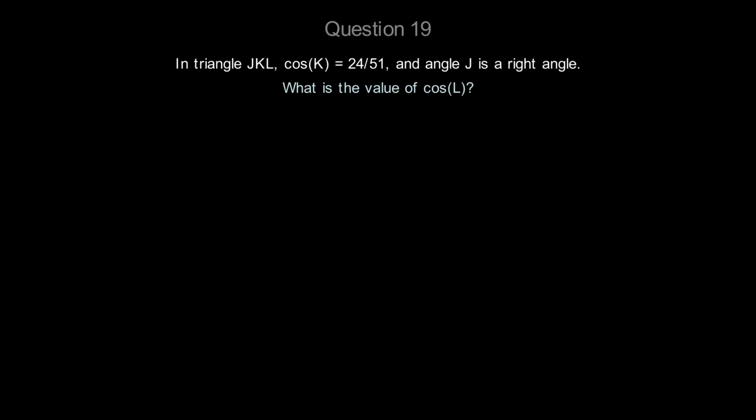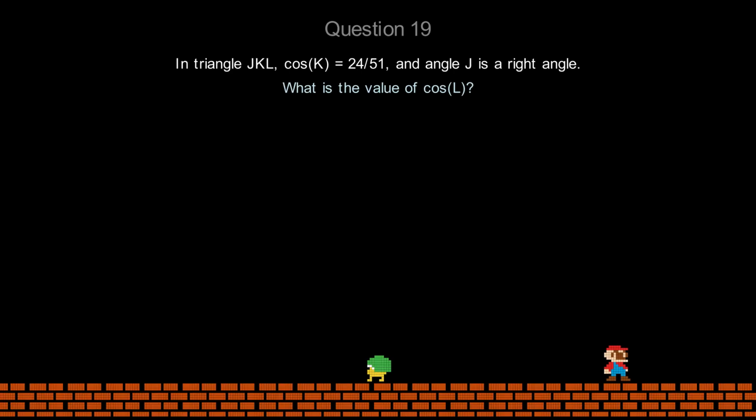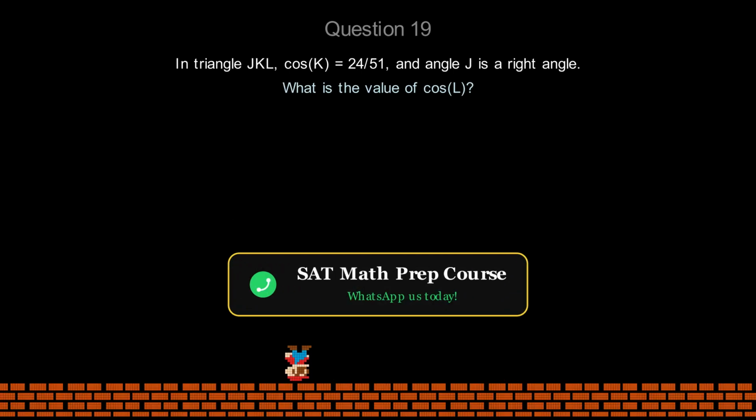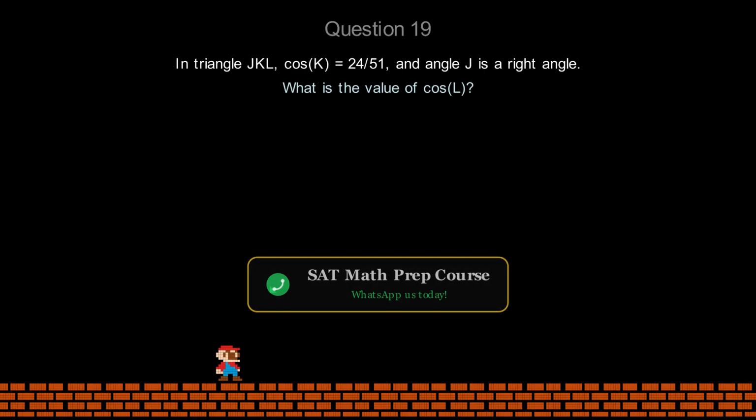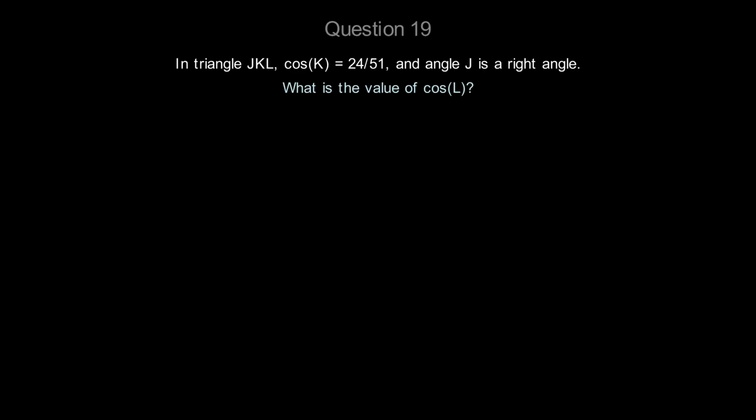Let's look at question 19. The problem states that in triangle JKL, the cosine of angle K is equal to 24 over 51. It also notes that angle J is a perfect right angle. We need to determine the value of the cosine of angle L. Let's break this down visually to master the trigonometry.